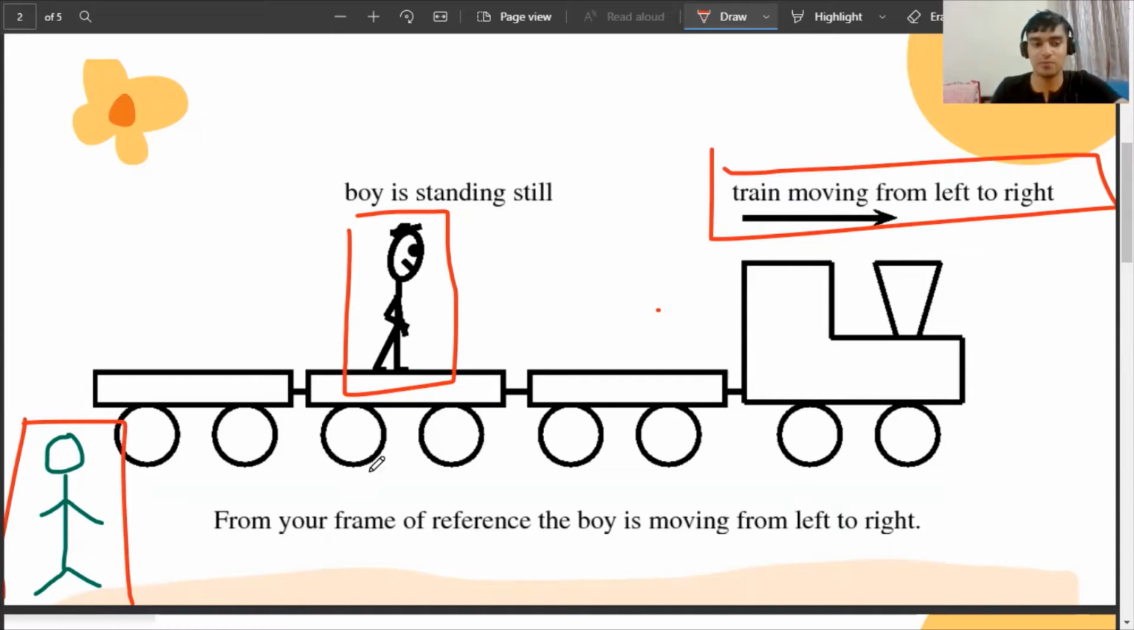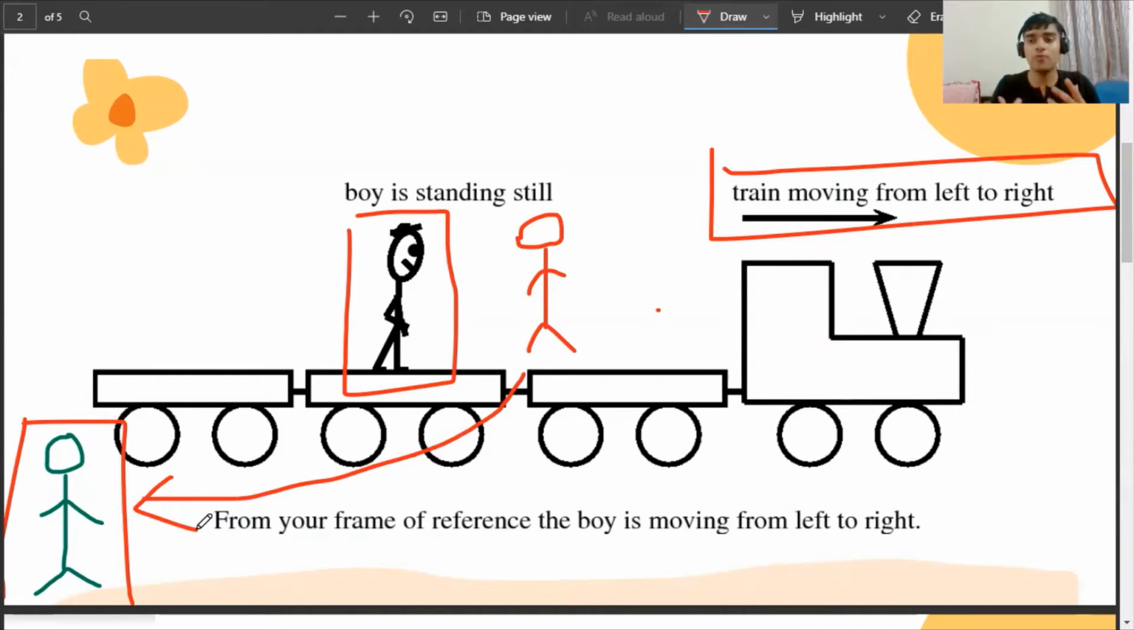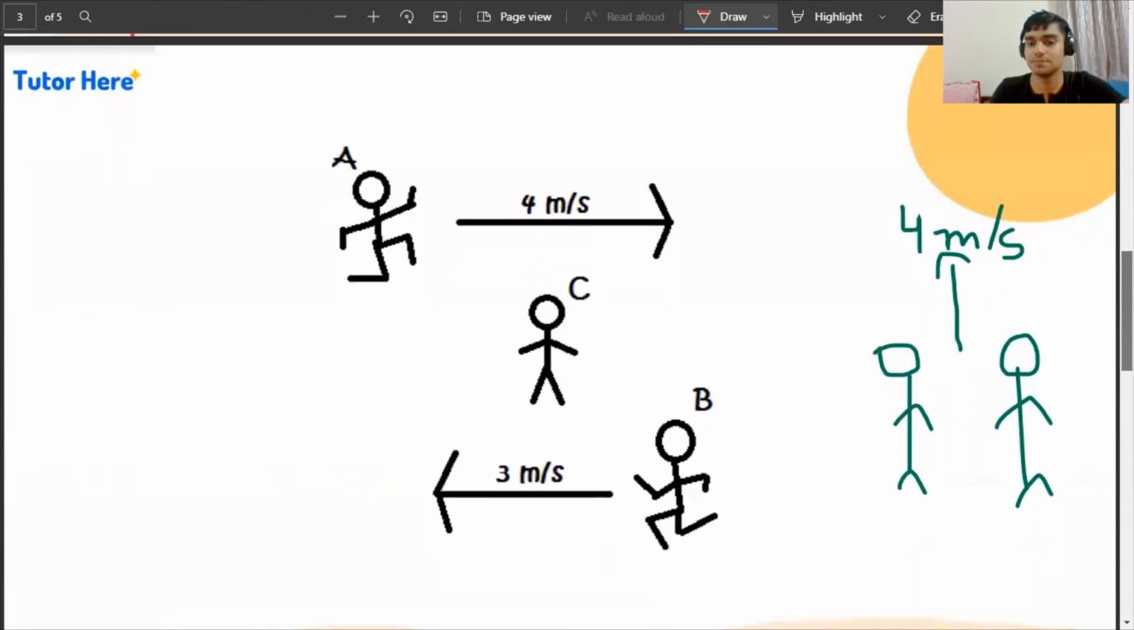Now, let's change our frame of reference. Let's say you're on the train along with the other boy, and you see this kid who is on the ground, stationary. Now, from your frame of reference, this kid would look like he's moving from right to left. So when you change your frame of reference, things appear differently. Something from one frame of reference might be completely opposite from the other frame of reference. Let's go through a few more examples to build our intuitive sense.